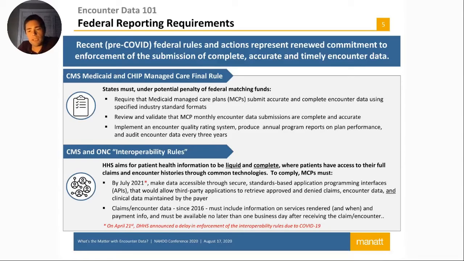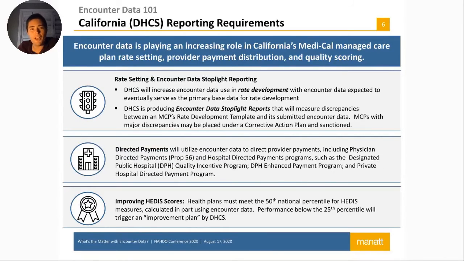There are many rules in place right now underlying the importance of encounter data at the federal level. I'm not going to go through all of this, including the managed care rule and the recent interoperability rules. If you have any questions on these rules, please just reach out to me. Obviously, I probably talk too much about this stuff, and I'm just overeager right now.